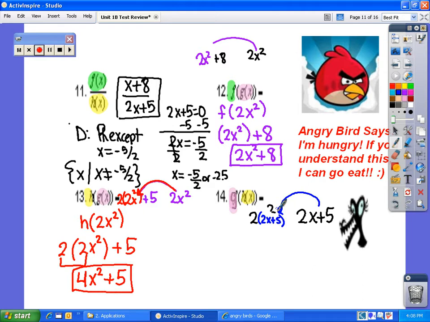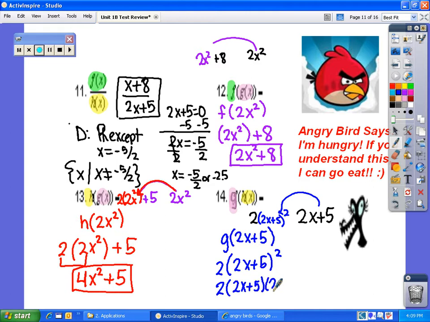Well, that pretty much means that the 2 moves here, and I'll be doing some FOIL or box method. So the g of 2x plus 5 would be 2 times (2x plus 5) squared, so that replaces x squared. Now remember, when you see a squared on the outside, that means write it twice. So we're going to FOIL. Because you guys love the box method so much, I will box it. So 2x, and you only do the box method when there's a power on the outside.